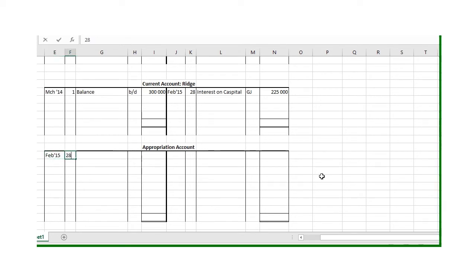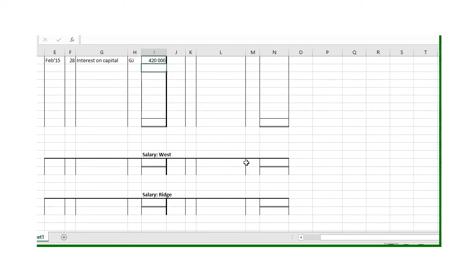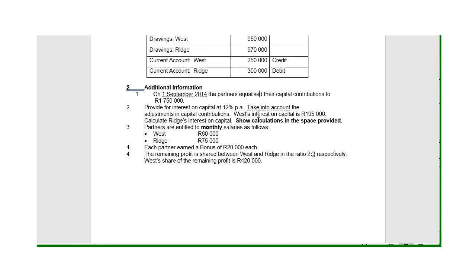So in appropriation, February 2015 on the 28th, coming from interest on capital on the general journal was the 420,000. I do not put them in individually. It is just the total for the account. It's one entry. Good, so that was interest on capital. Let's look at the next one.